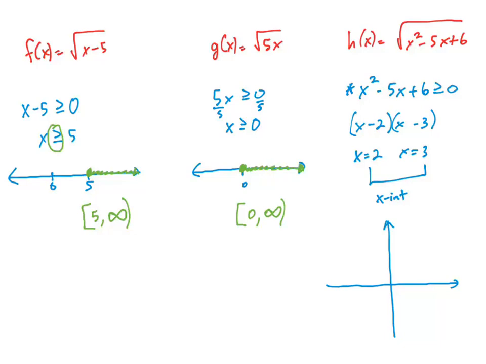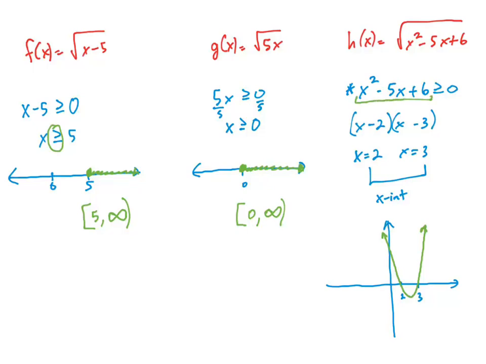And what we have is x-intercepts at 2 and 3. So if I was going to graph this, I don't have to be very precise. I just need to know that this opens up and it passes through 2 and 3. Now we want to know where this graph is greater than or equal to 0.